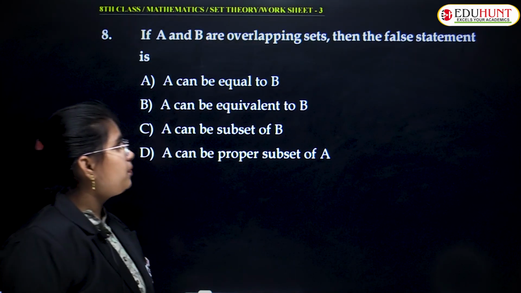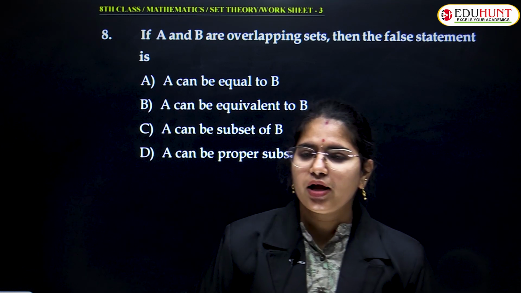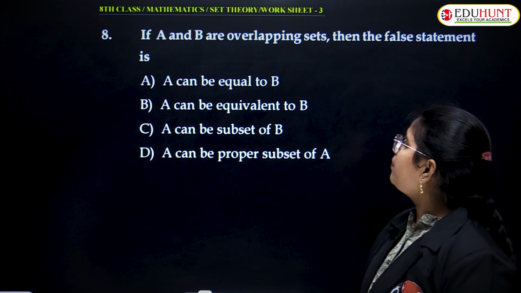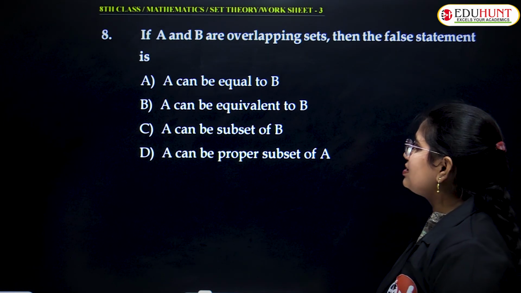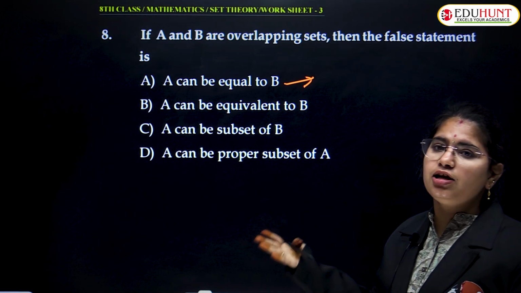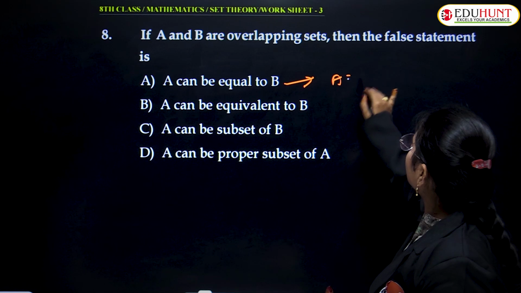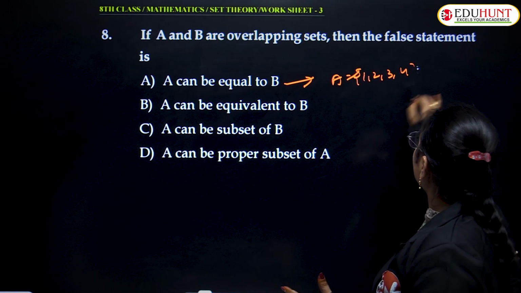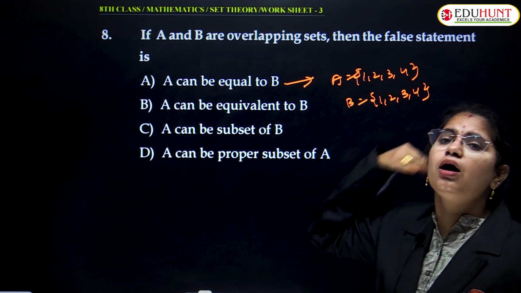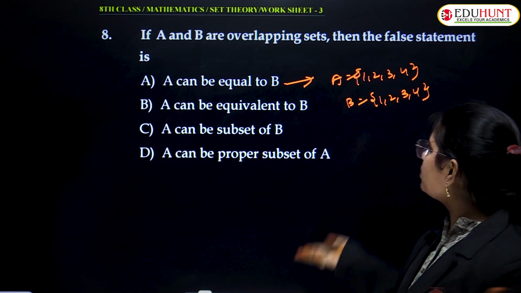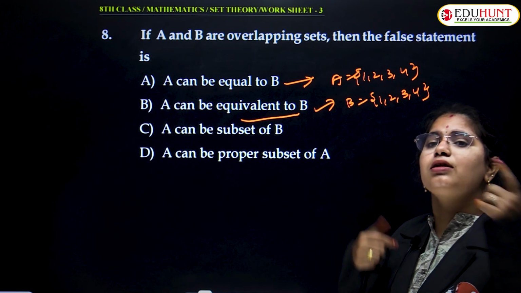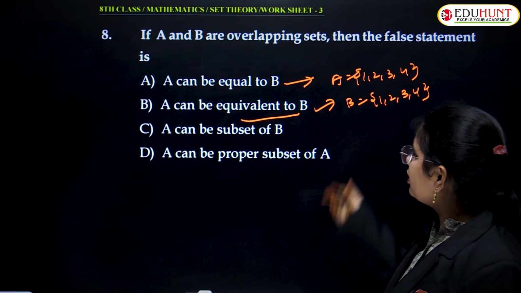Next question. If A and B are overlapping sets, given A, B are overlapping sets, means at least you'll find one common element, right? Okay. Then the false statement is, what? A can be equivalent to B? Because if all are common elements, of course, if A is equal to {1, 2, 3, 4} and B is also equal to {1, 2, 3, 4}, as per the definition of overlapping, we can find one or more common elements. So, in that case, A can be equivalent to B, because all equal sets can be equivalent sets. Correct? So, options A and B are correct.